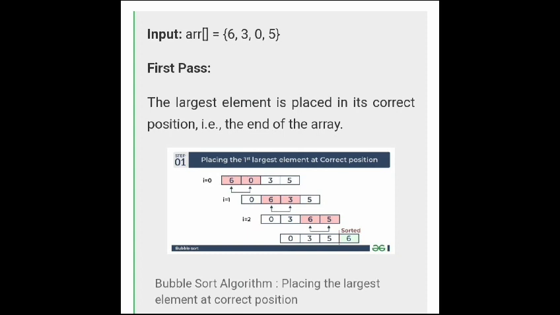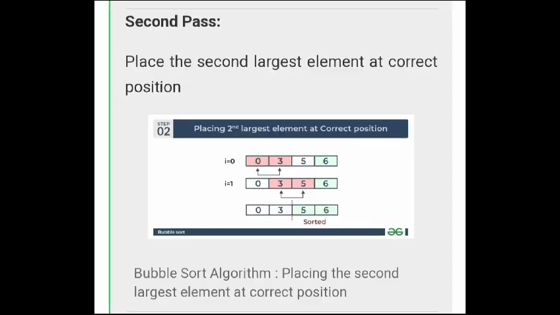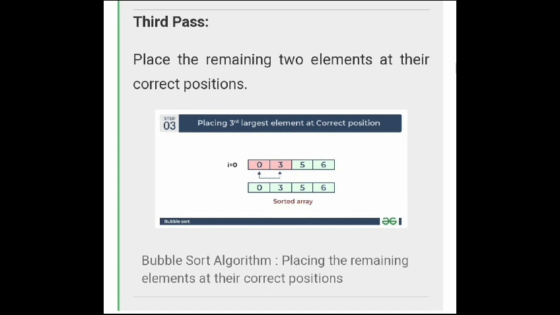So the problem is the input array of 6, 3, 0, 5 is in an unsorted manner. So using bubble sort we can see how to sort the elements. The largest number is 6. The first element is placed in its correct position, and the second largest element at the next correct position, and the remaining two elements are in their correct positions.